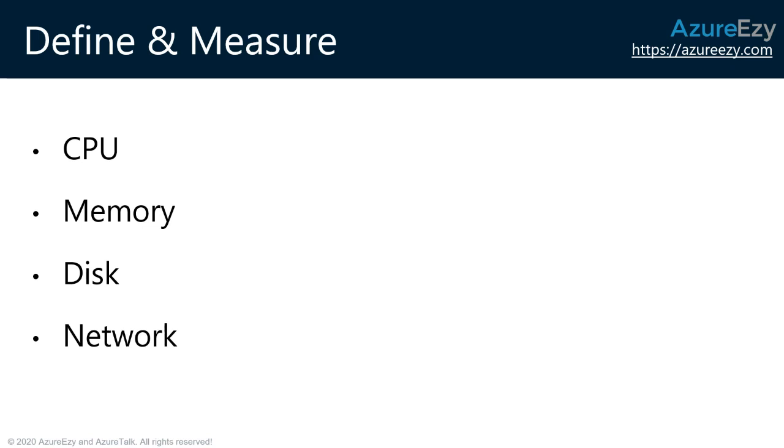Network. You definitely will have to look at your network usage, how much ingress is going, how much egress is going, because as you know, in Azure, some of the network traffic is charged, some of it is not charged. So those are chargeable traffic. How much traffic is going through?